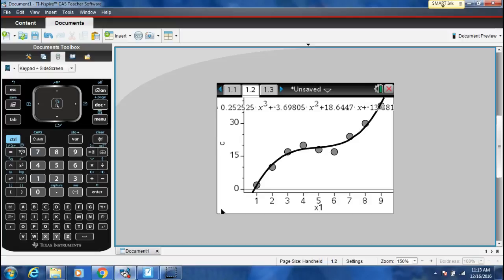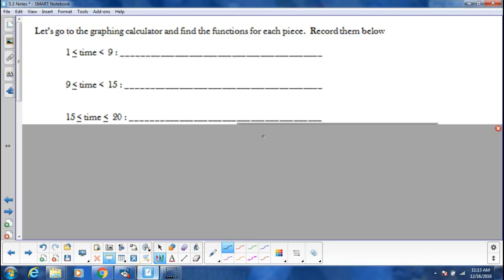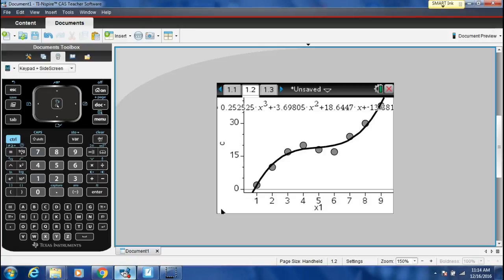Okay? And so I would write that on this line right here. Find the function. So this line right here is where I would write that part. How do you get to the equation again? Well, we did it on the regression equation right there. It's right here. Okay? There's my regression equation.